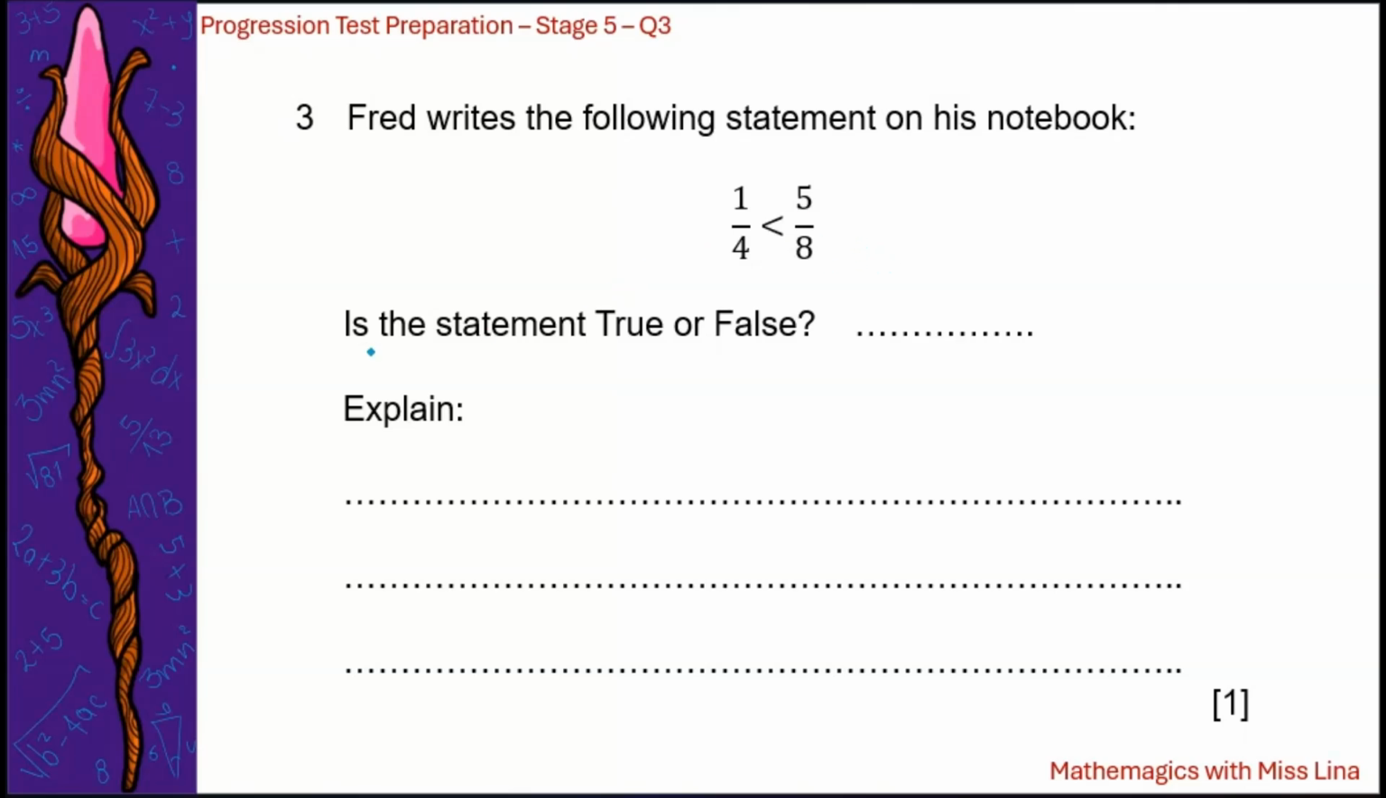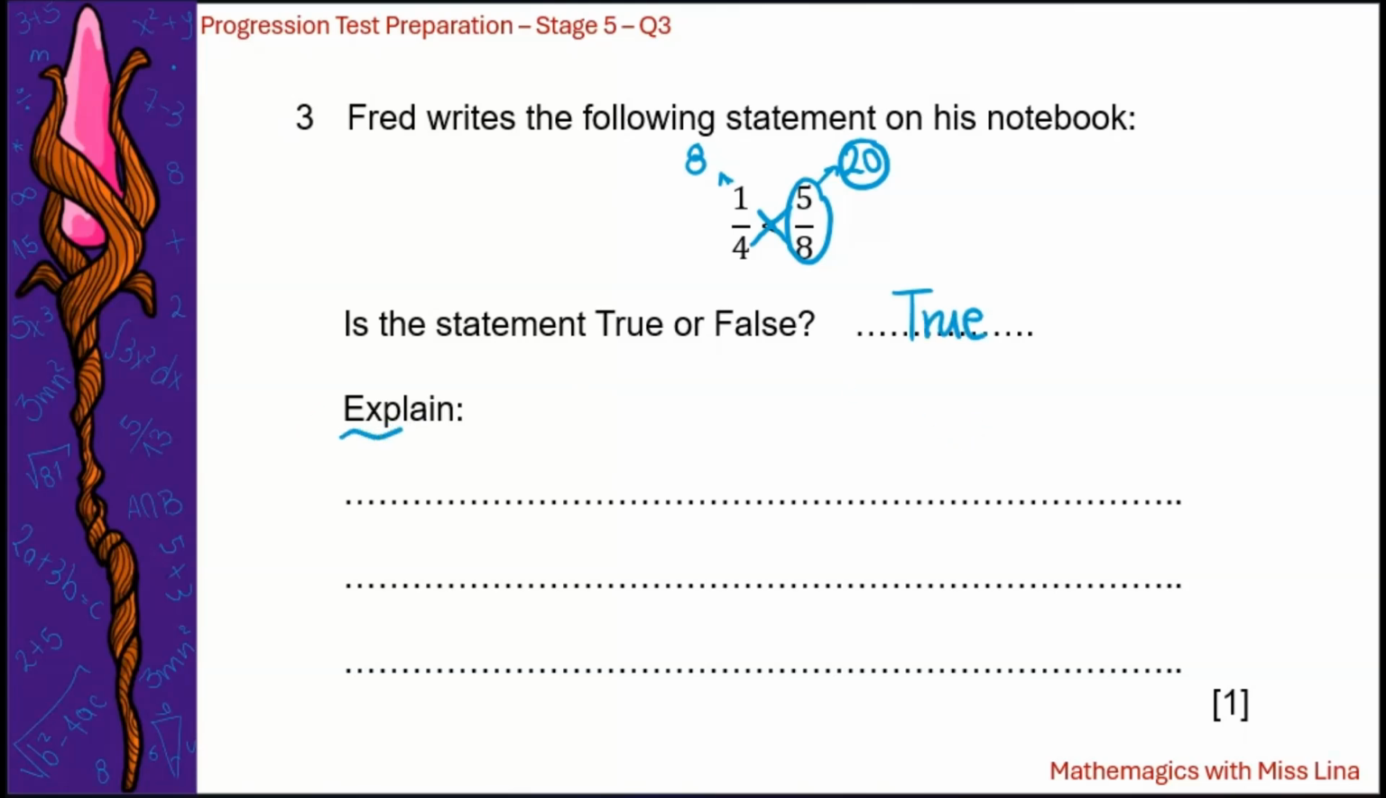Okay. So first we need to say if the statement is true or false. Maybe you have heard that there is a shortcut using cross multiplication. This is very useful because if we multiply the diagonals, going from down to up, 4 times 5 is 20, and we do the same in the other diagonal, 8 times 1 is 8. The one with the biggest result is also the biggest fraction. So in this case, 5/8 is actually bigger than 1/4. So Fred is correct. We are going to put here true, he's correct.